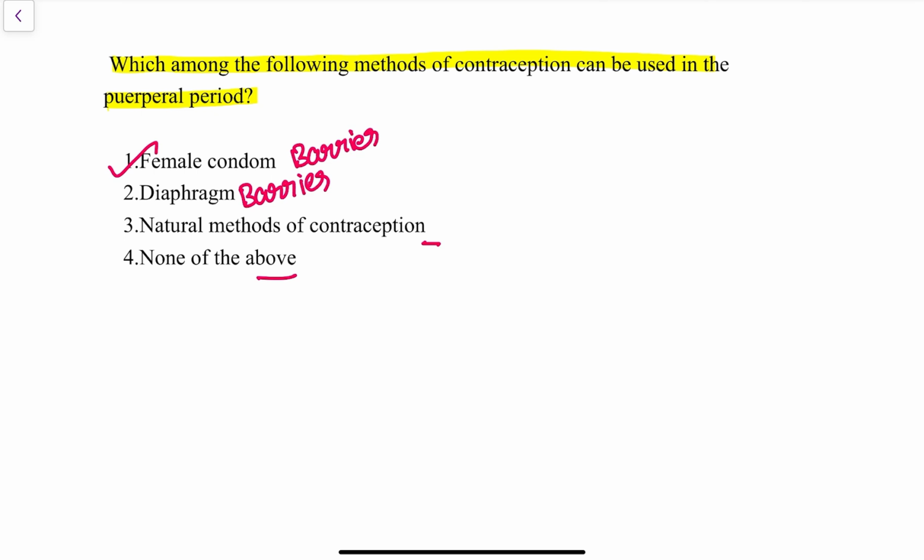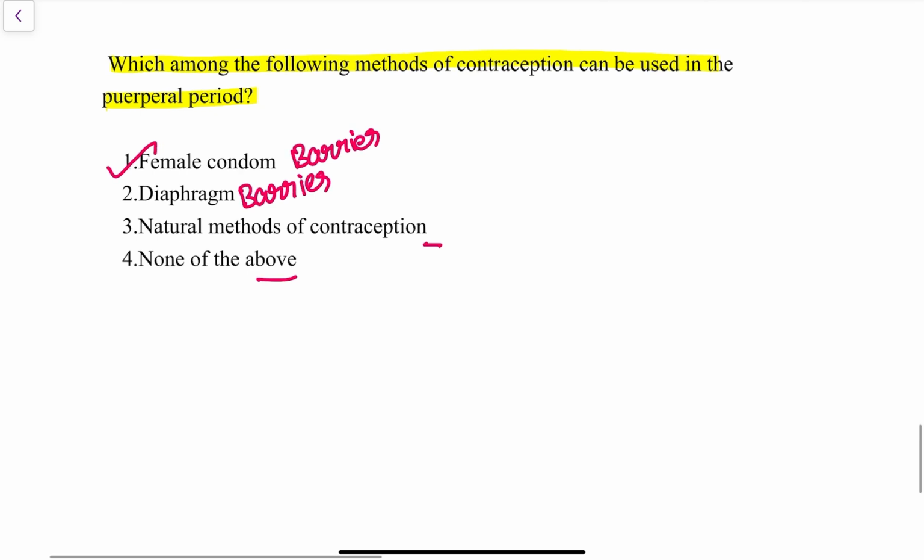The diaphragm is a barrier contraceptive device which is placed in the cervix. Since it is placed in the cervix, the cervical length has to be normal. But in the puerperal period, the cervix has to revert back to its normal length. Unless and until it has reverted, you cannot insert the diaphragm during the puerperal period. So this barrier method of contraception, the diaphragm, cannot be inserted during the puerperal period. That option is ruled out.